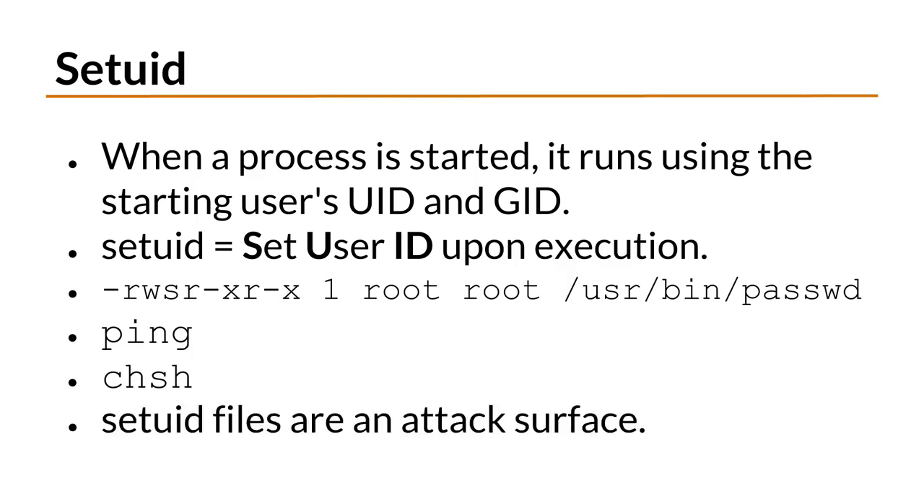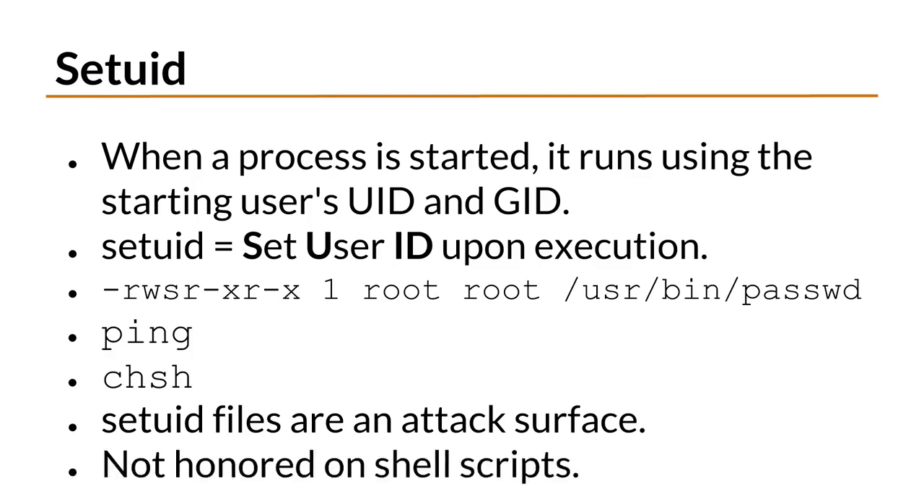Once an attacker gains access to a system, they often look for files that are setuid root. Since these files run as root, they are an attack surface for privilege escalation attacks. It's important to note that most Linux distributions do not honor setuid on shell scripts, only on binary files. If you were to execute a shell script that has the setuid attribute set, it would execute as you. Said another way, it will execute as the user who runs the script. This is a security measure taken by the OS.